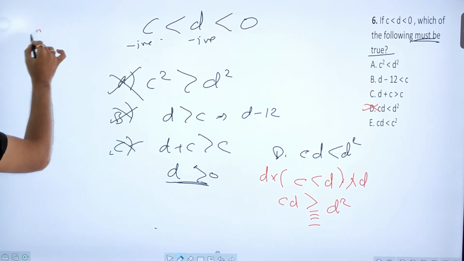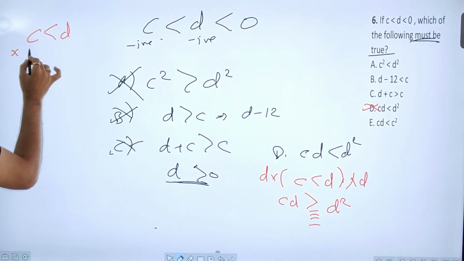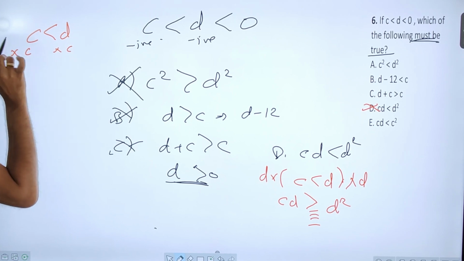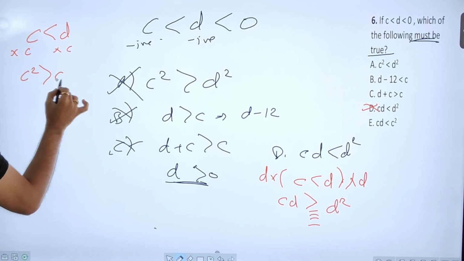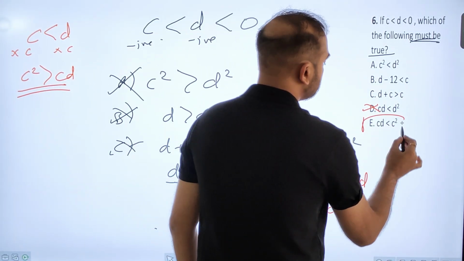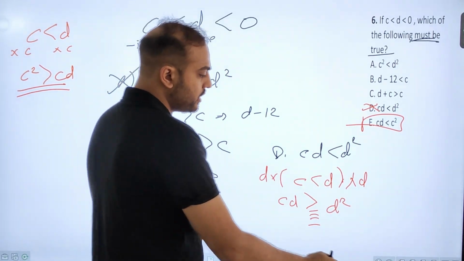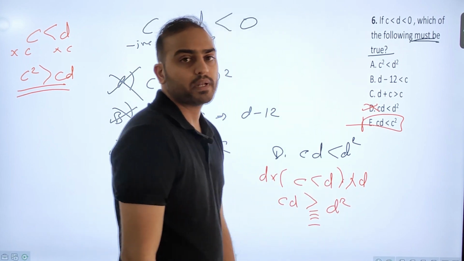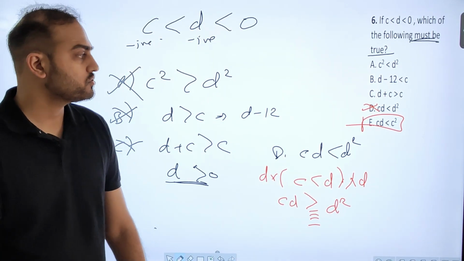Again, if you see, C is less than D. If I multiply both sides by C, and C is a negative number, so I know C square is greater than CD. Okay, so again, without plugging in, we are trying to solve questions.